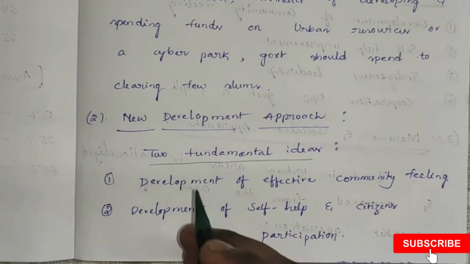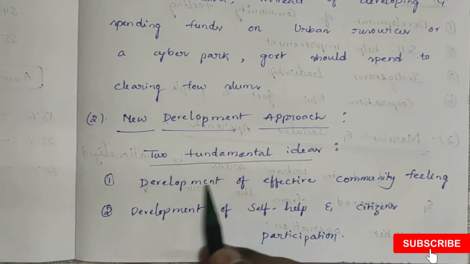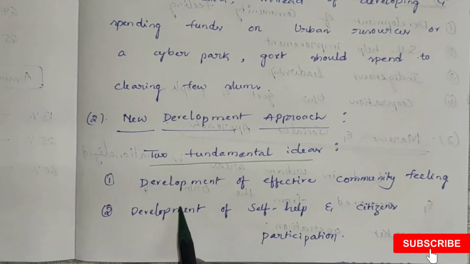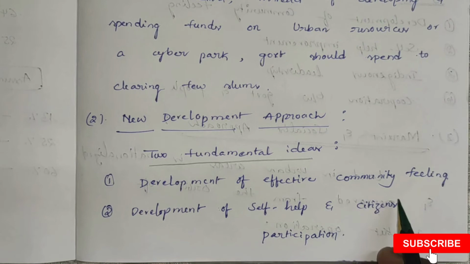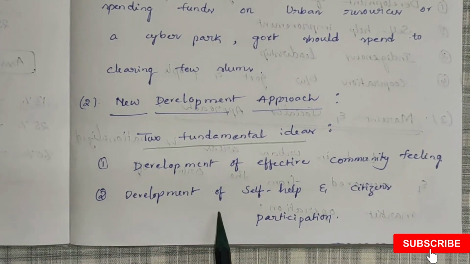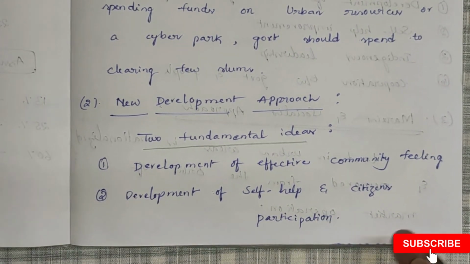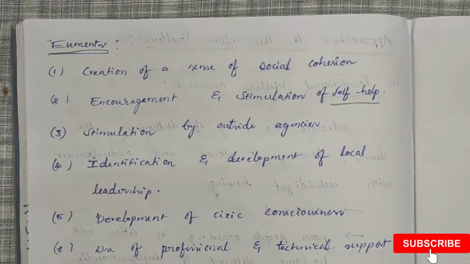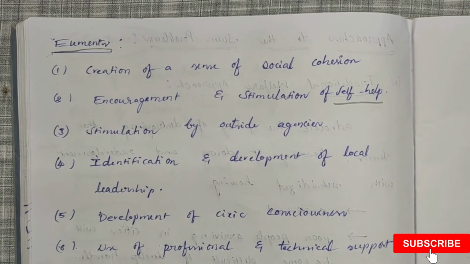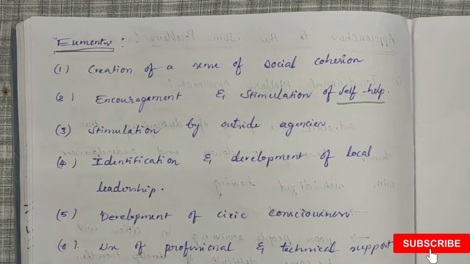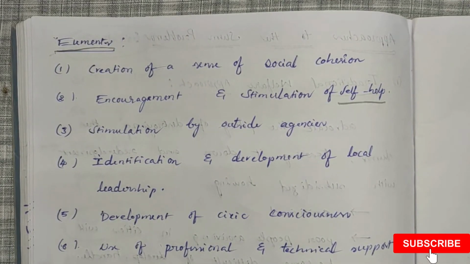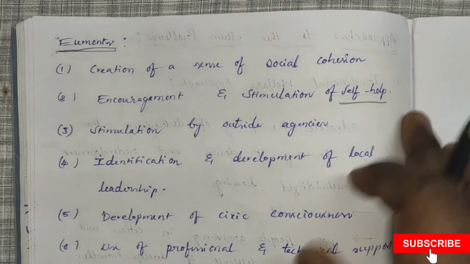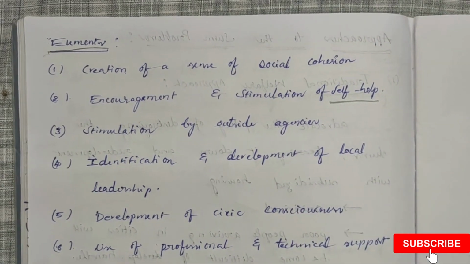Next, the second one, new development approach. In this new development approach, there are two fundamental ideas. One is development of effective community feeling. The second one is development of self-help and citizens' participation. They mentioned these two fundamental ideas, which create self-help, self-motivation, and self-awareness among the slum dwellers. So it will help to eradicate slums.